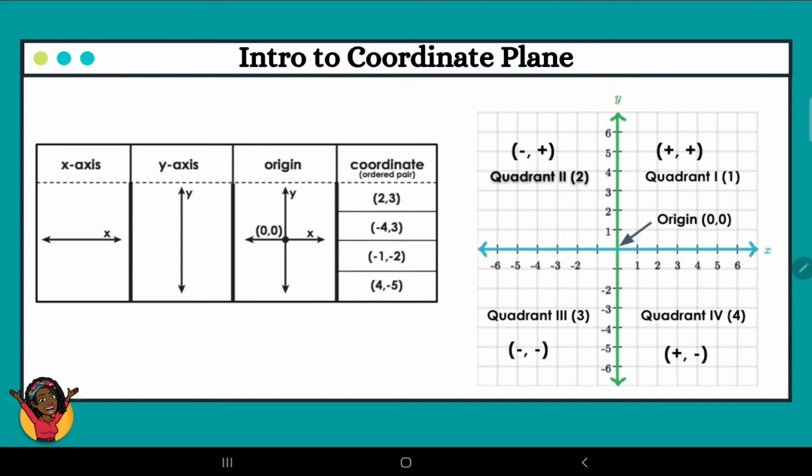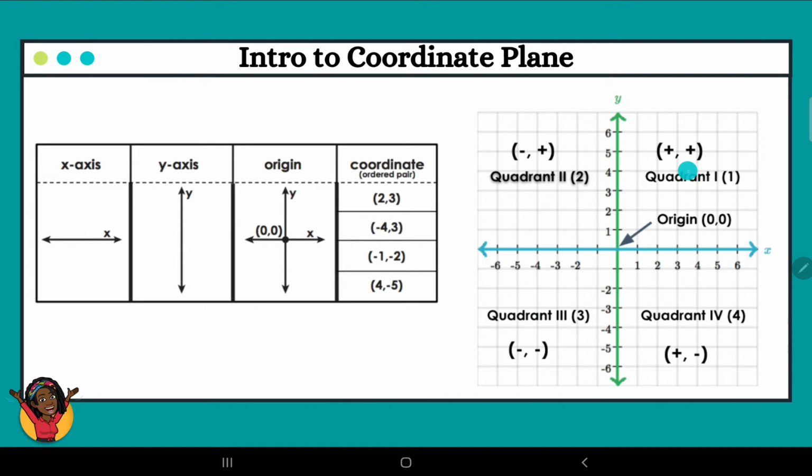So as we identified in our vocabulary terms, our x-axis represents this horizontal line. The y-axis is a vertical line, so going from north to south. The origin is the intersection of the lines, and the origin is represented by the point (0, 0). Coordinate pairs, we write them using parentheses and we separate the numbers with a comma. So all of these here represent coordinate pairs. We use parentheses to enclose the numbers and we separate them using a comma.